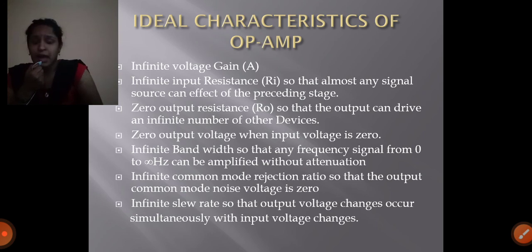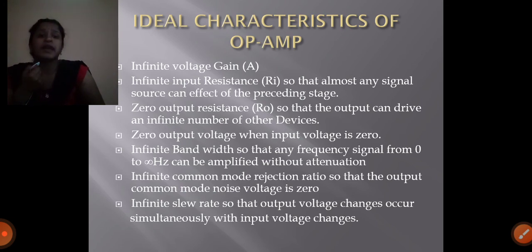Bandwidth means the difference between the higher frequency and the lower frequency. It is called the bandwidth. The higher frequency will be more, the lower frequency will be less. For example, you have 1 megahertz as the frequency fH and fL is 10 hertz. It is nearly equal to fH, that is the higher bandwidth. The bandwidth definition is the difference between the higher frequency and the lower frequency.